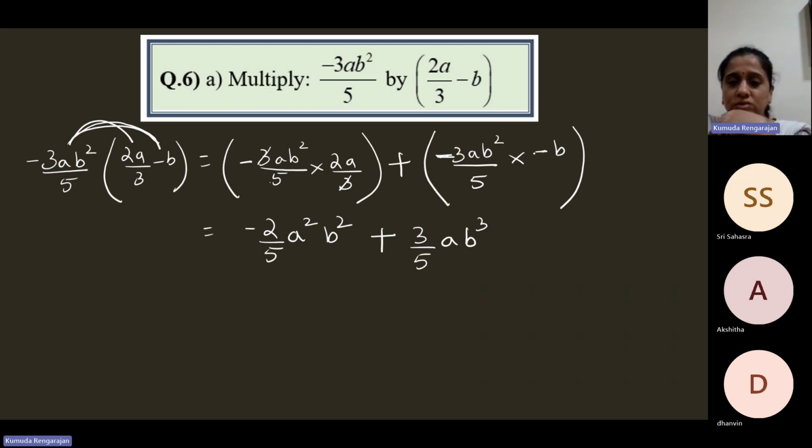Multiply the signs, minus into minus plus, and the plus outside, plus into plus plus. Now nothing can be cancelled. So this 3 by 5 as it is. A as it is. B squared into B is B cubed, because power 2, power 1, 2 plus 1, 3.